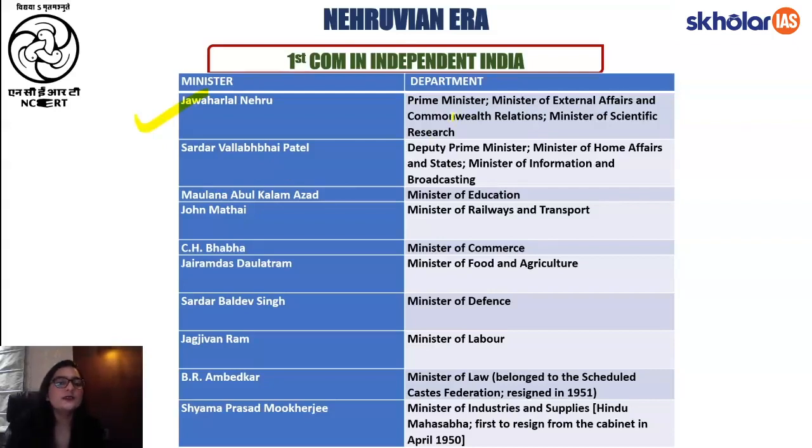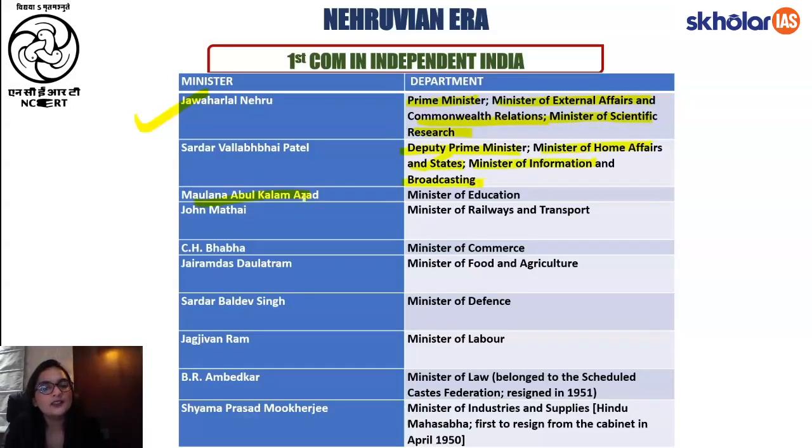So Jawaharlal Nehru, as we have just discussed, was the prime minister. At the same time, students, he was also the minister of external affairs and Commonwealth relations, and he was also the minister of scientific research. Apart from this, Sardar Vallabhbhai Patel, as we have just discussed, was the first deputy prime minister of independent India. Apart from this, he also held portfolios such as the minister of home affairs and states, wherein he was also a part of the integration of princely states, and also he was the minister of information and broadcasting.